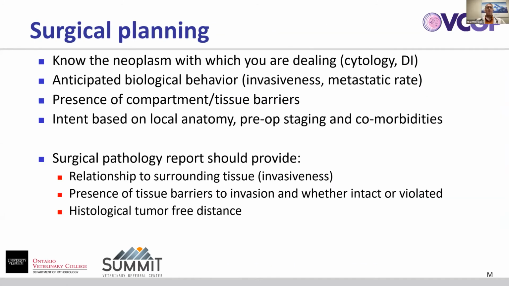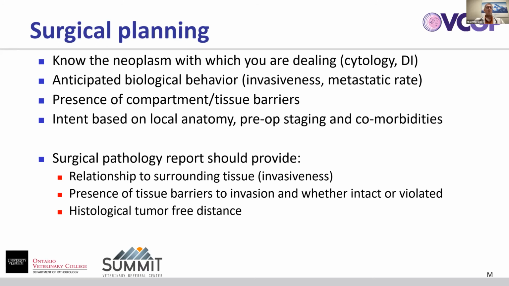Great. So this kind of gets into surgical planning. You can see that we've talked about various features, anatomic features primarily within the body. And so surgeons are going to have to plan, and for that matter, radiation oncologists similarly are going to have to plan their treatment plan around the anticipated biological behavior, which requires a preoperative diagnosis. And so in the absence of that, that would be called an unplanned excision, which is generally strongly discouraged.